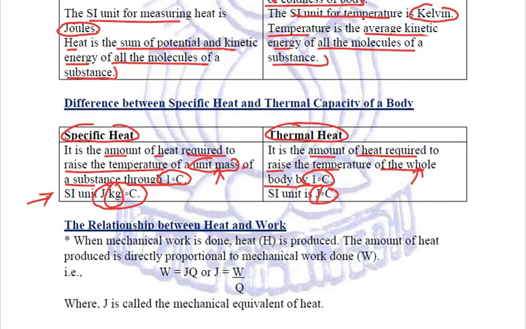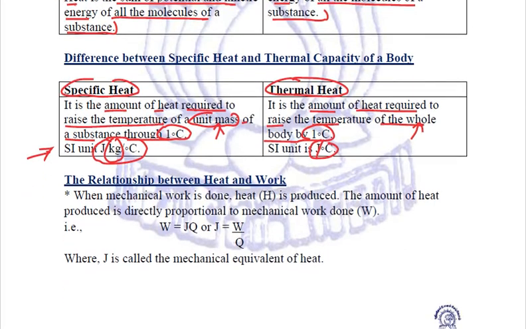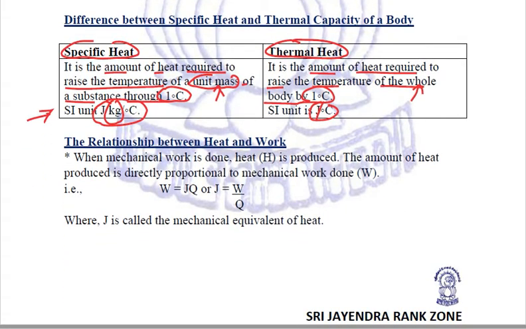Got it? Now let's talk about the relationship between heat and work. When mechanical work is done, heat energy is always produced. How much heat energy is getting produced? That amount of heat produced is directly proportional to the mechanical work done.